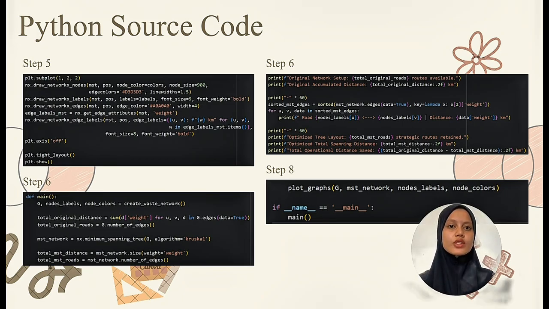In step 7, the code sets up our final text summary printout. It sorts the chosen optimal routes from the shortest distance to the longest. It also prints out our final calculated optimization matrix. Finally, in step 8, the main function triggers the plot graph function to display our multicolored circular network maps on the screen. This concludes the step-by-step walkthrough of our software implementation.